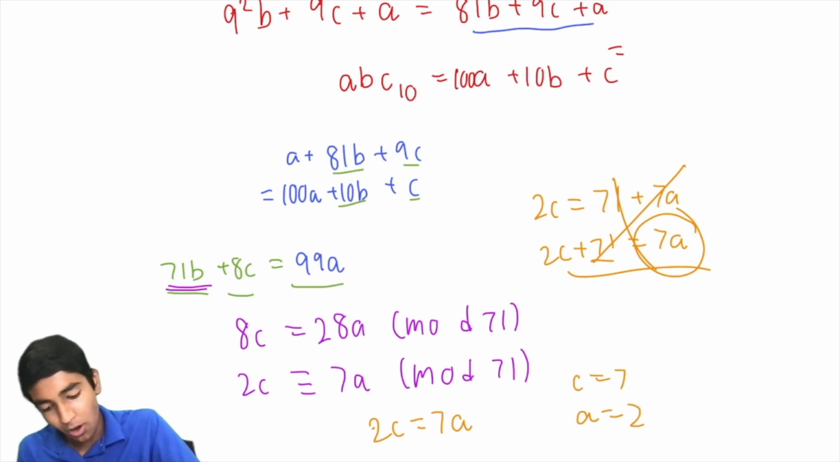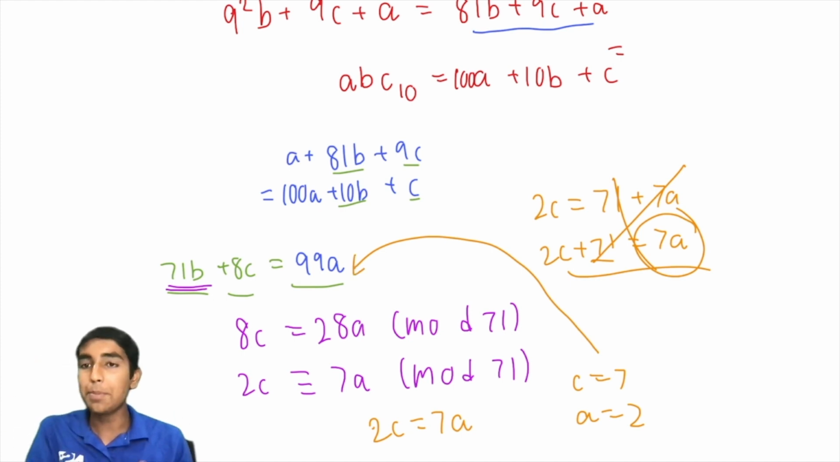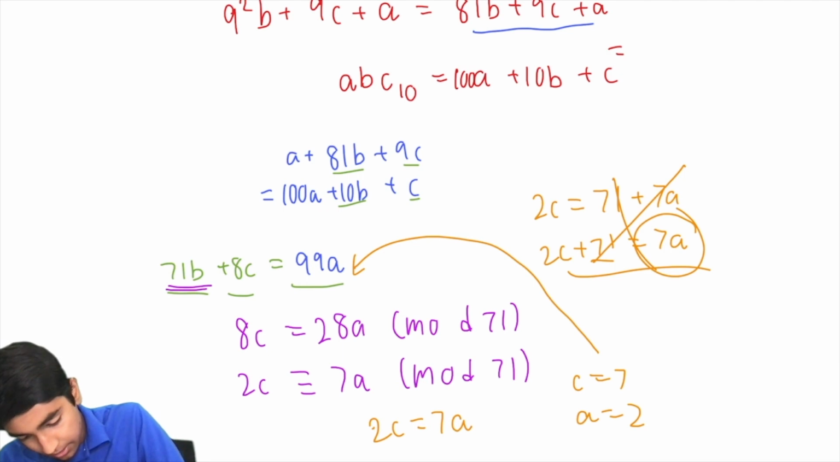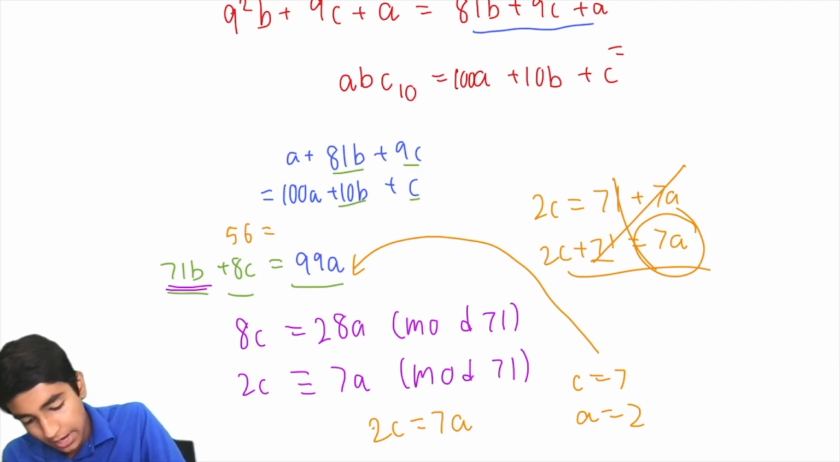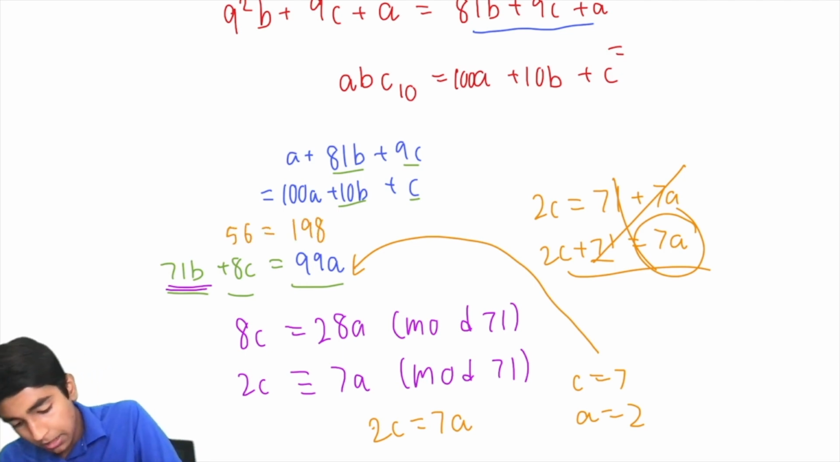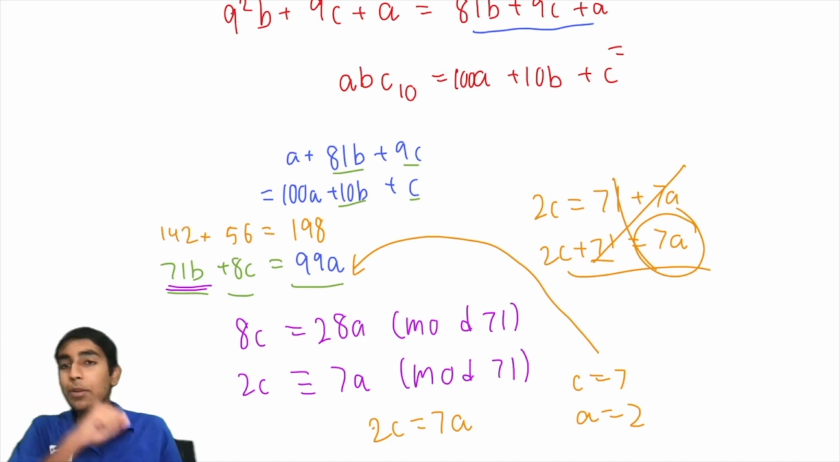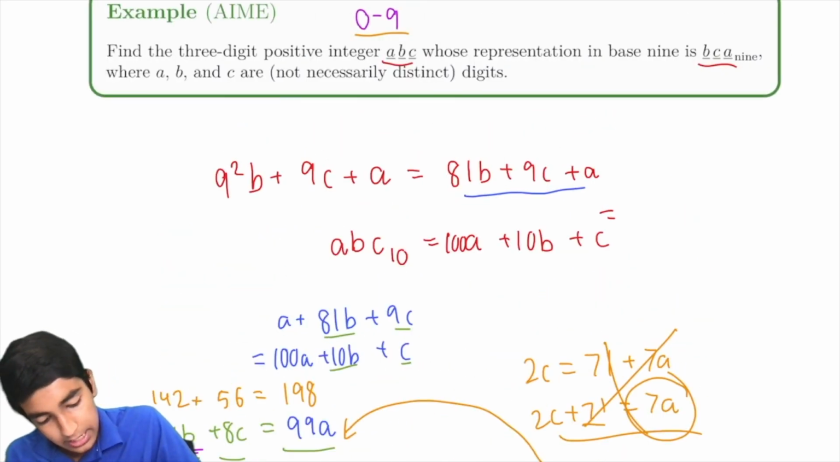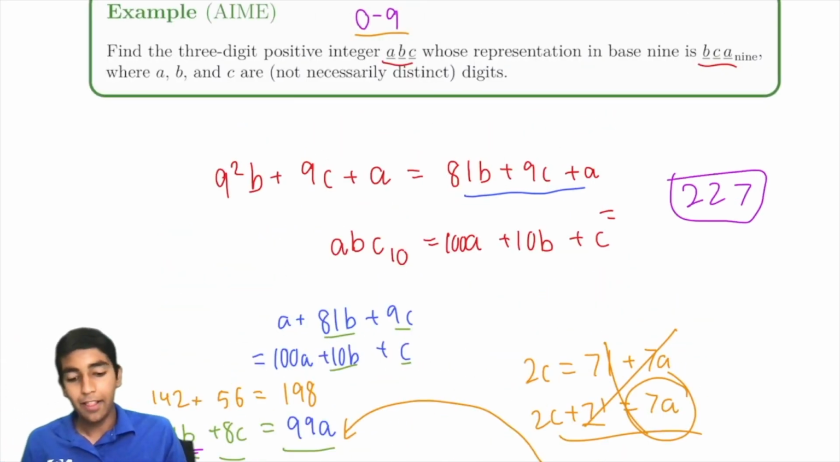Let's plug it back in to our original equation to solve for b. Well, 8c, that's 56, equals 99a, 198, which leaves plus 142. 71b is 142, b is 2. That's 227, the final answer.